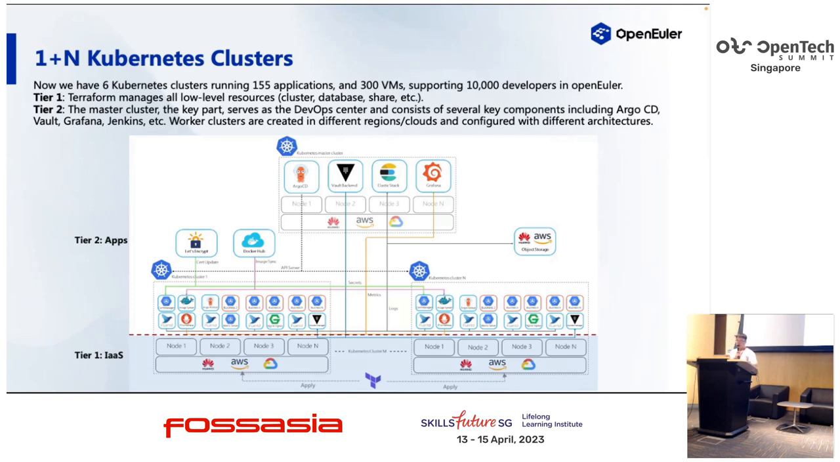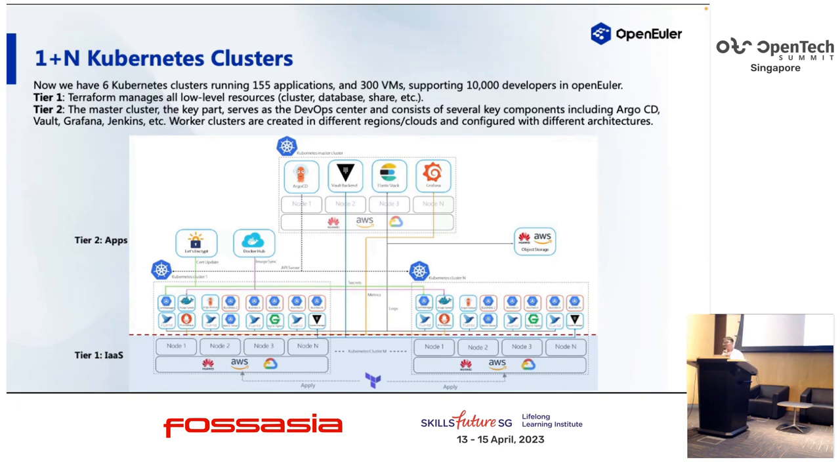Actually, we have two different kinds of clusters in our environment. The first one is the master cluster. We use the master cluster for the DevOps process of all our applications. As you may find, there are several key applications: ArgoCD, the Vault backend, the Elastic Stack, and Grafana. So actually, all of our applications are maintained by ArgoCD.